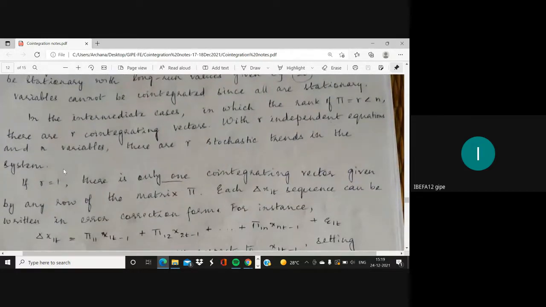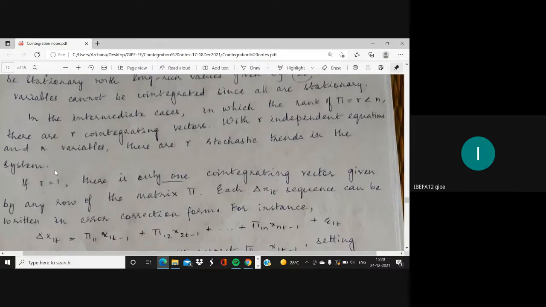Now with r independent equations and n variables, remember we are going to arrange our pi matrix again so that the top portion of this matrix has all the linearly independent rows, or linearly independent equations, since we are talking about a VAR model. So the r independent equations will come right at the top, and you will have the remaining n minus r rows at the bottom where there is linear dependence between the rows. So with r independent equations and n variables, there are r stochastic trends in the system.